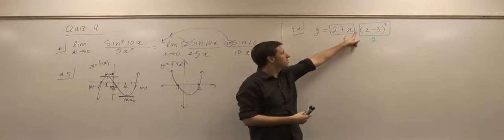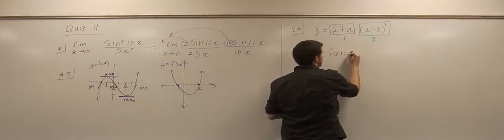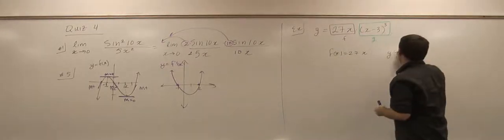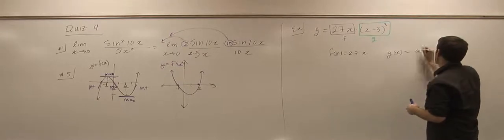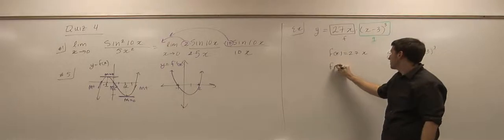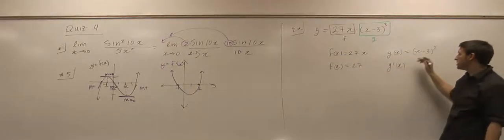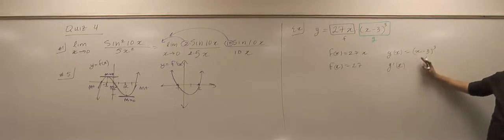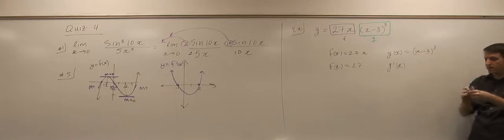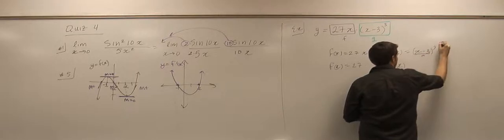Okay. So I'm going to start with my product rule. f of x equals 27x. g of x equals x minus 3 cubed. Then I do the derivatives of each of these. f prime is what? 27. g prime. Now this is where you might need the chain rule. Actually, you don't, but let's do it with the chain rule because it looks like you have an inside and an outside. Remember, the chain rule you use when you have an inside function and an outside function.